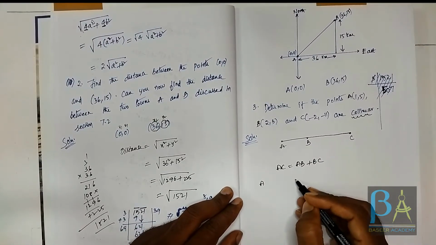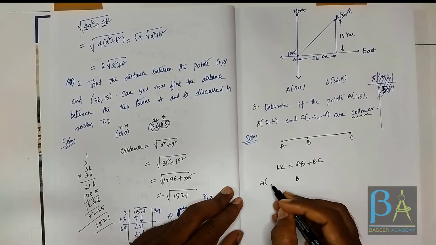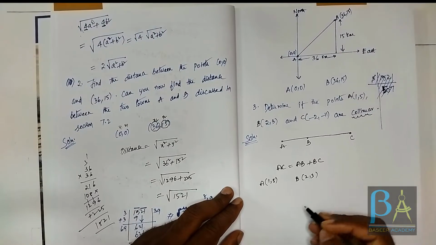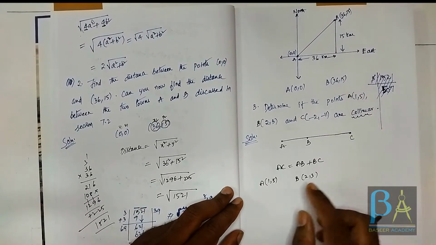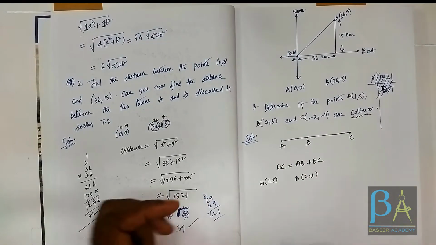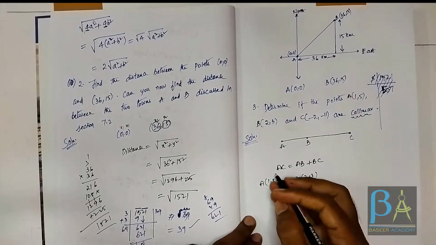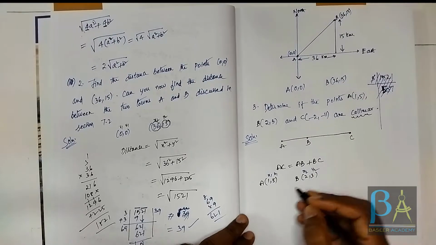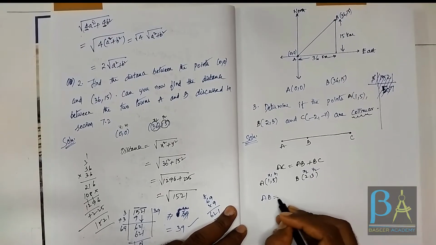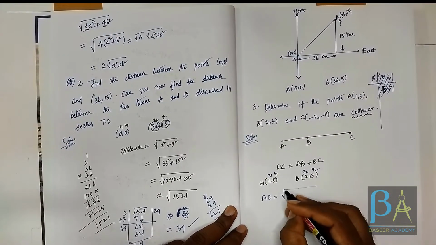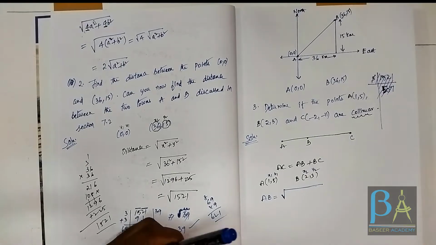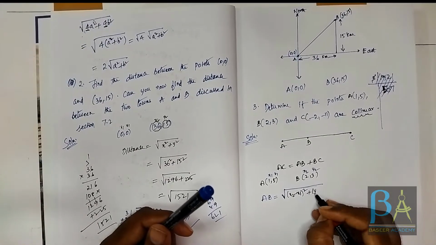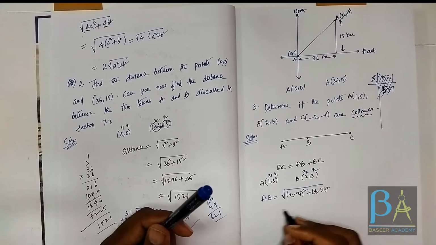Let me find out AB. Let me first write the coordinates of A and coordinates of B. Now A is 1, 5 and then B is 2, 3. Let us say this is x1, y1 and this is x2, y2. Let us use the distance formula to find out the distance between point A and point B. Now x2 minus x1 whole square plus y2 minus y1 whole square.